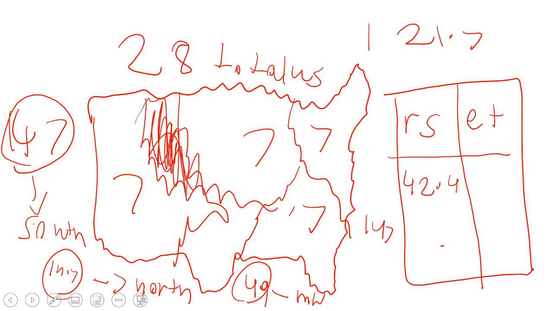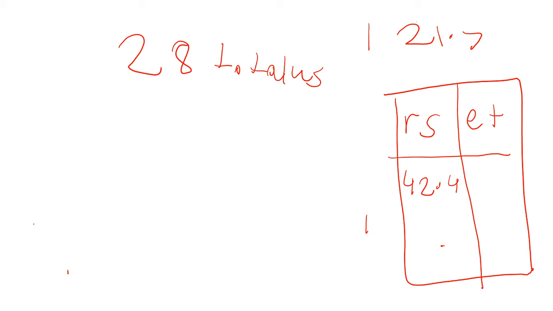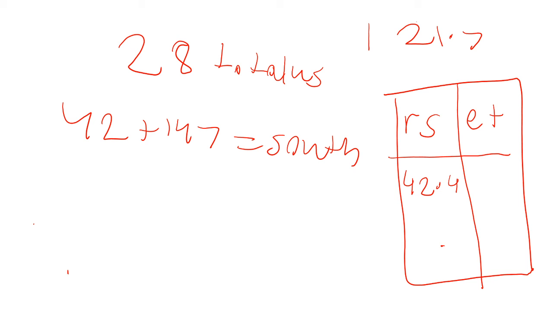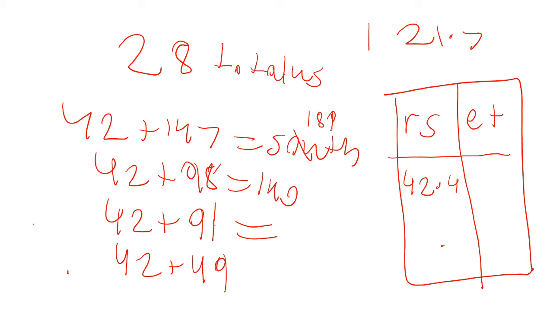So here I'll erase 90% of this. We already know how to solve the problem now. So over here, we're going to do 42 plus 147 for the south, and 42 plus 98, since 14 times 7 is 98. That's 140. And then we're going to do 42 plus 91. And 42 plus 49. And now we're close to finishing. So that's 189 plus 140 plus 91.